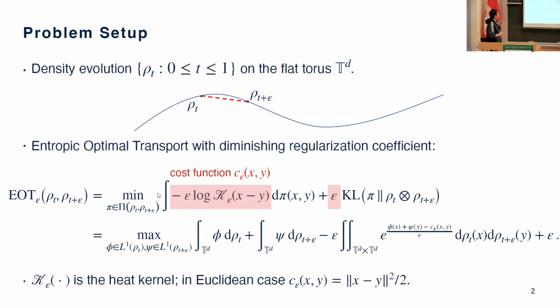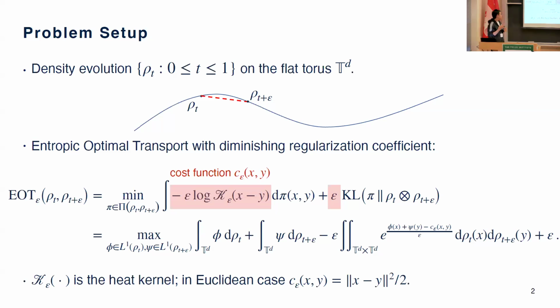We consider its primal form, to minimize such a loss functional. In the cost function C epsilon, K epsilon is the heat kernel on the flat torus. On Euclidean space, this heat kernel is just the density function of the Gaussian distribution. So this cost function reduces to the quadratic loss in the Euclidean case. And for the KL divergence regularization part, there is a coefficient epsilon which decreases to 0 in this EOT.